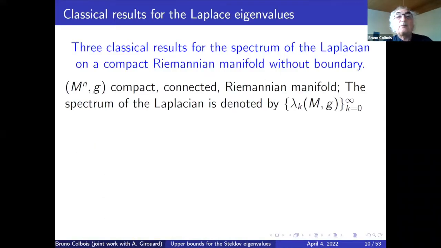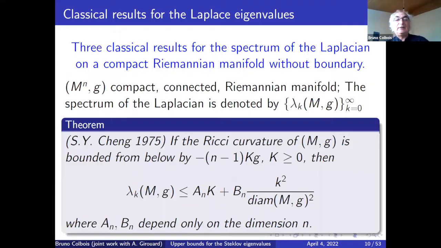I will begin by giving three very classical results for the spectrum of the Laplacian, because they are much easier. And I will give two results at the same time for the Steklov. First, I consider a manifold of dimension n, compact, connected. The spectrum of the Laplacian is lambda k, k from 0 to infinity. And the first result is a result by Cheng. This is one of the first results in the theory.